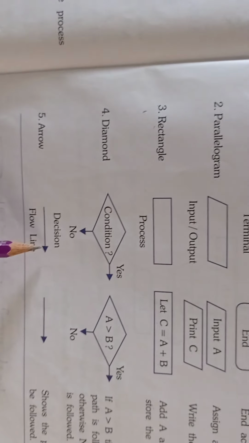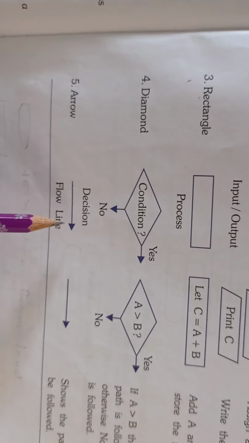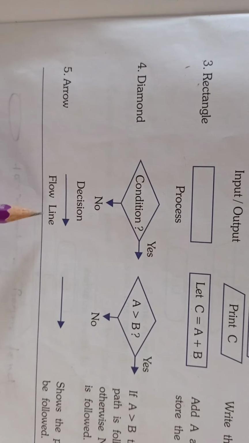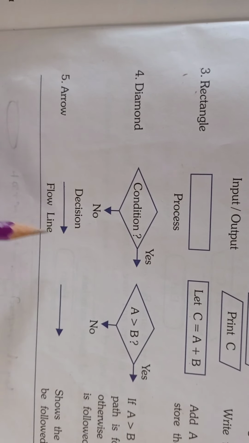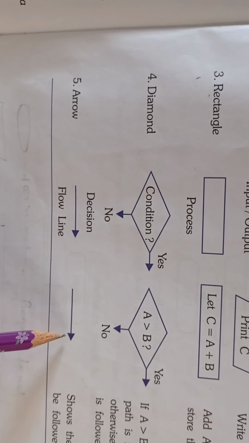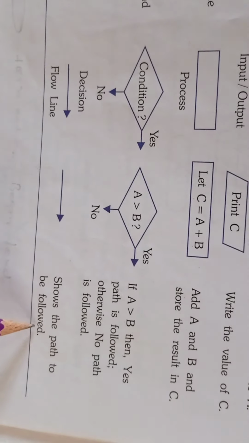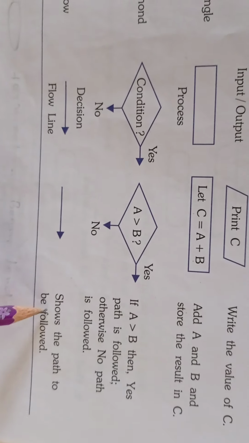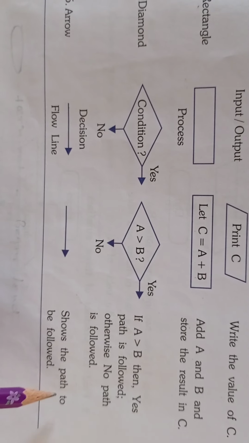Can you see this arrow? This is called an arrow, but in symbols, the name of the symbol is flow line. This is called flow line. उसको हम flow line बोलते हैं flow chart में. So this is the example of a flow line and it shows the path to be followed. The flow line will show us where our path is to be followed.